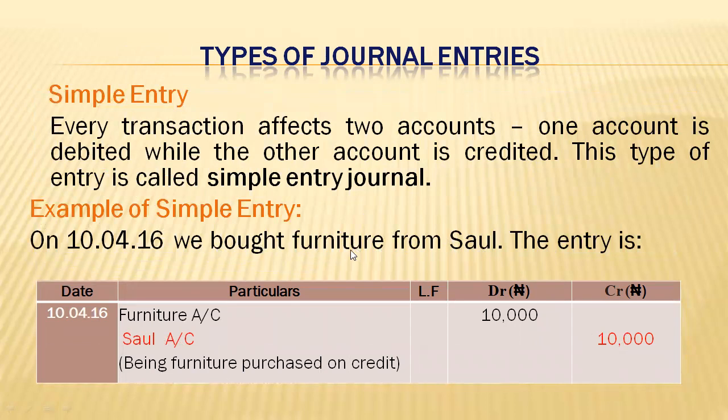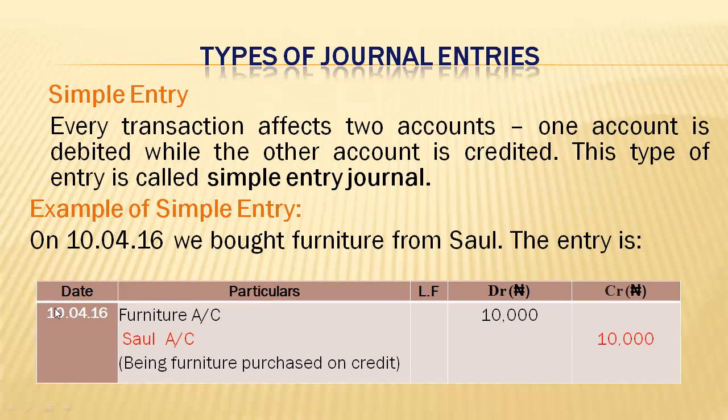Based on our accounting principles of debit and credit, we debit the furniture account and we credit Saul's account because Saul is giving. If Saul is giving, the double entry principle says debit the receiver. Furniture account is receiving, so we debit furniture account and credit the giver. The giver is Saul's account, and Saul's account is being credited. So this is a simple entry transaction because it affects only one debit and one credit.